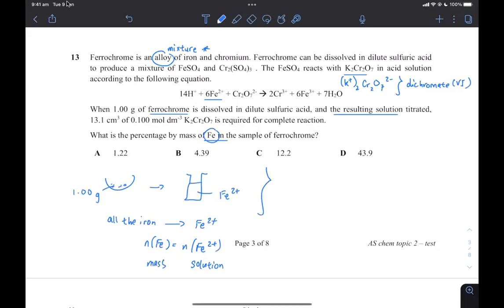Oh, sorry, that is solid, not mass, that's solid. So we'll be dealing with mass and MR there. We'll be dealing with n equals CV on the other side because there's solution chemistry. So how in the world do we solve this question?